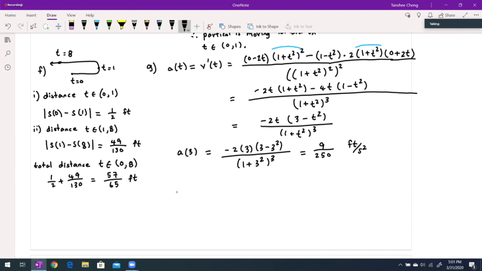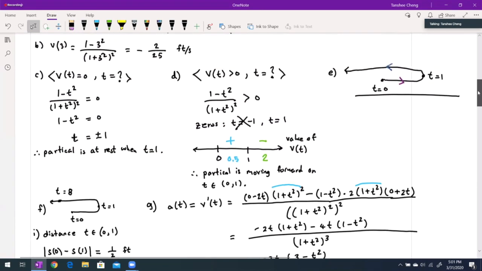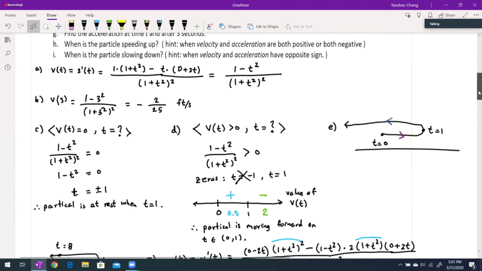All right. So what is the next question that they're asking for? The next question is asking when the particle is speeding up and when the particle is slowing down. This H and I, we're going to do it together. And why? Because what does it mean by particle is speeding up?